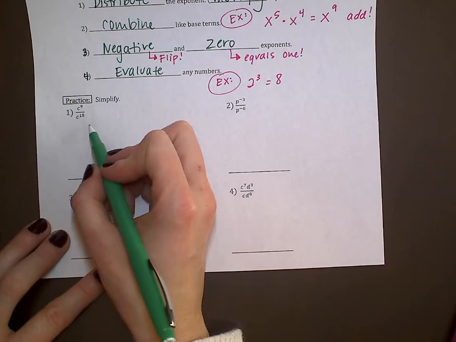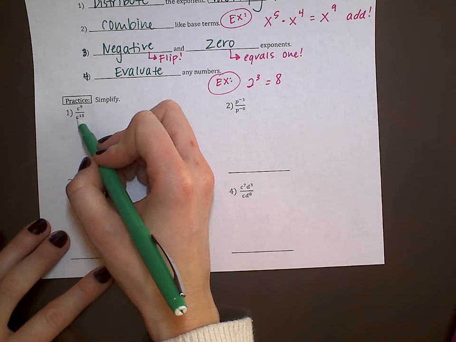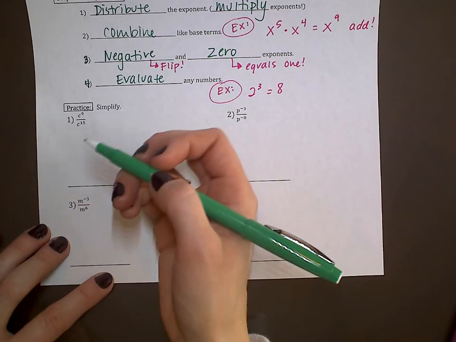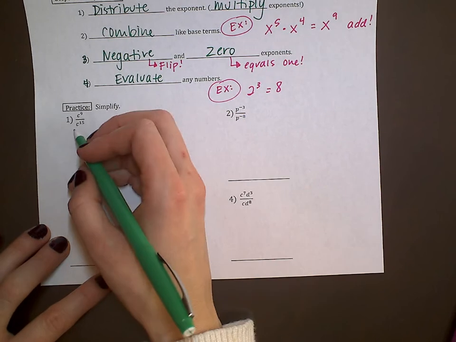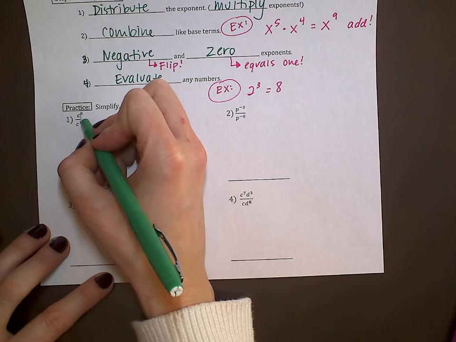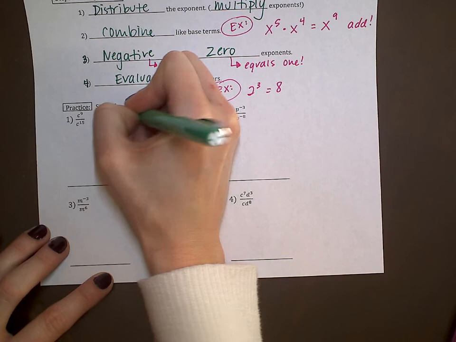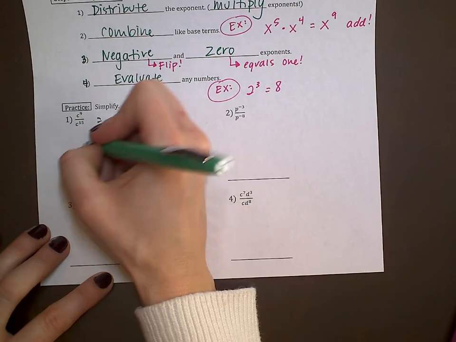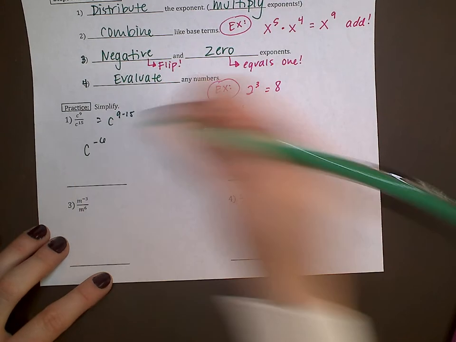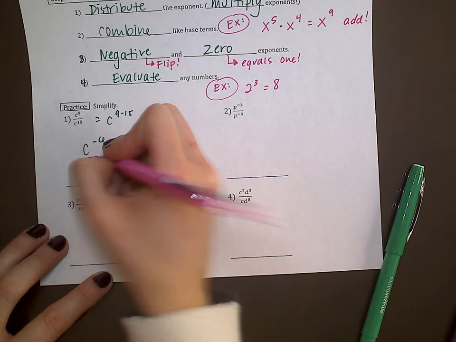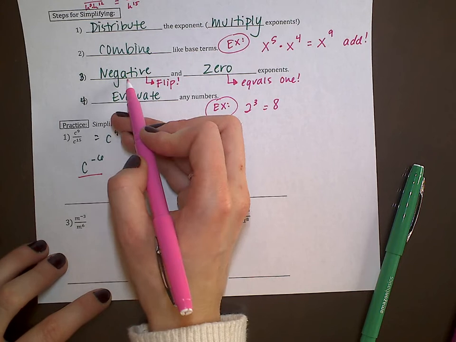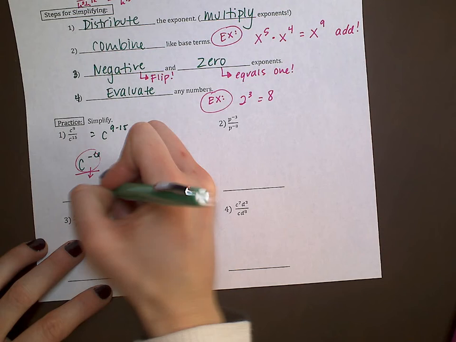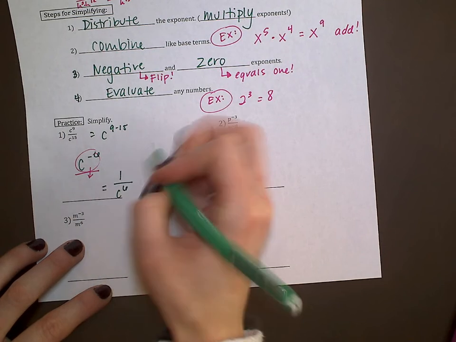Number 1, I see division. I see like bases, C's. I have no distributing. So what I want to do is bring these C's together, and I'm going to do that by using the division property, what I just learned. So to do that, I subtract the exponents. So I'm going to write it out. I probably won't from now on. I can bring the C's together by doing 9 minus 15, which would give me C to the negative 6. I know that I can't leave it like that, so I combined, but I've got to take care of the negative exponents. And I want to bring this to the bottom. So my final answer is 1 over C to the positive 6.